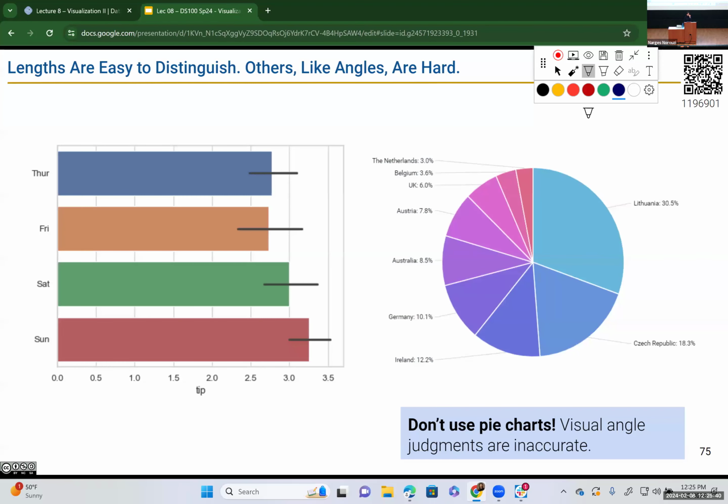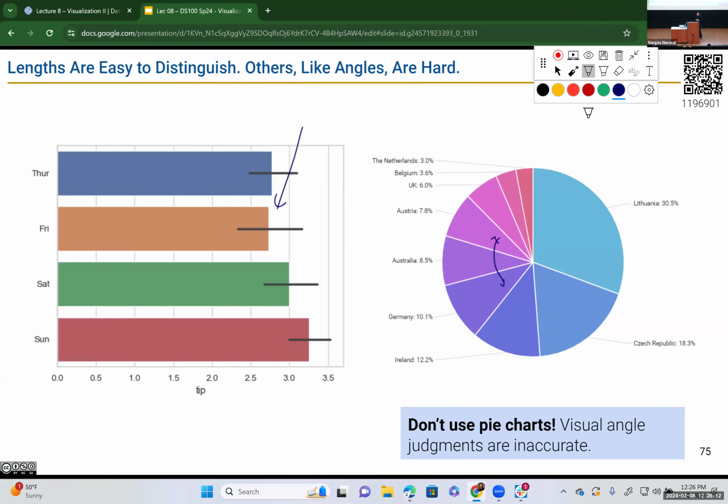I'm going to show you a few examples of how this complexity of perception is really important. Here we're utilizing length, so we can easily tell apart the delta between Thursday and Friday and understand which one is larger. But if you're looking at, for example, understanding the angle using a pie chart, things get more complex. It's not easy for us to understand which one is going to be larger and what the delta is in those cases.